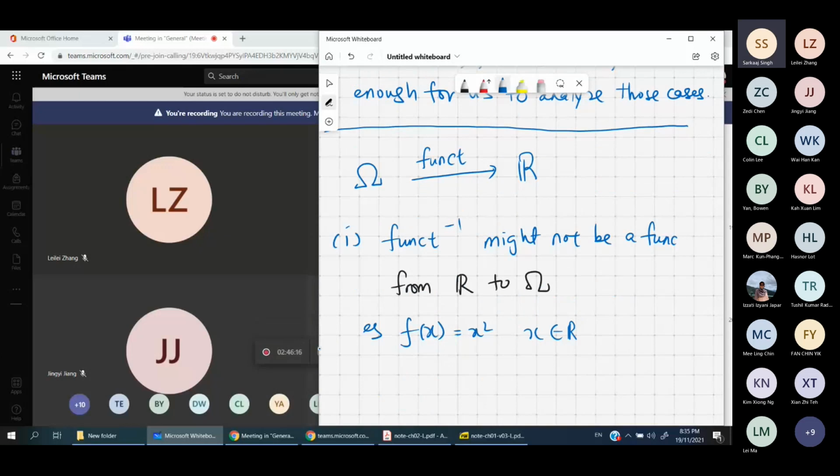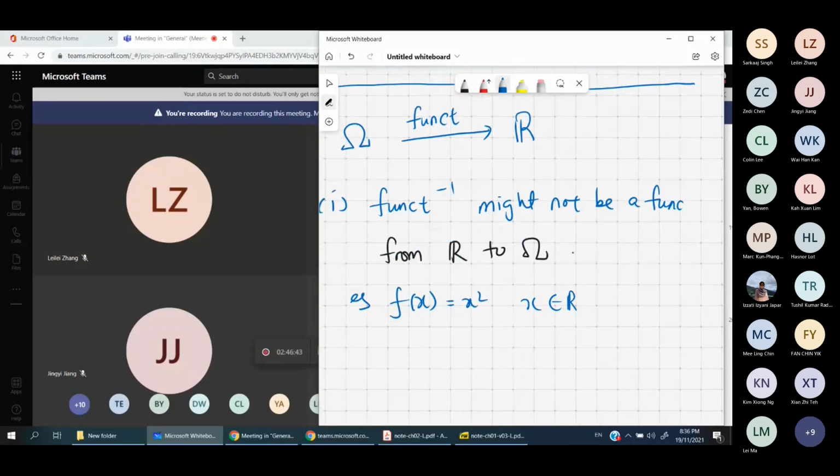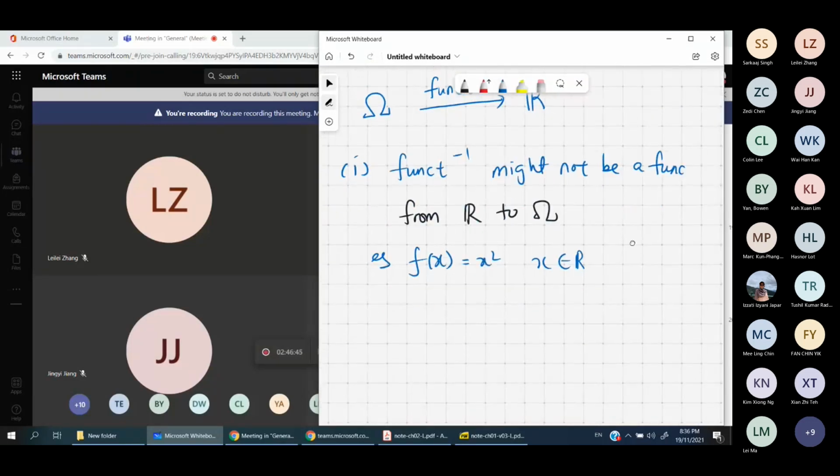You are asking me, if X is a function from omega to R, why don't we take the inverse from R back to omega? That is the answer to your first question. So alternatively, what we can do is use sets, or subsets, instead of numbers.